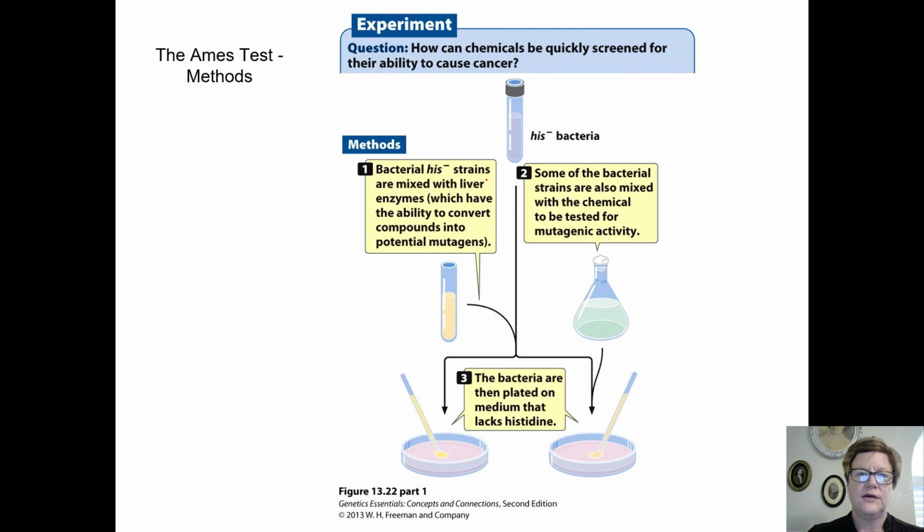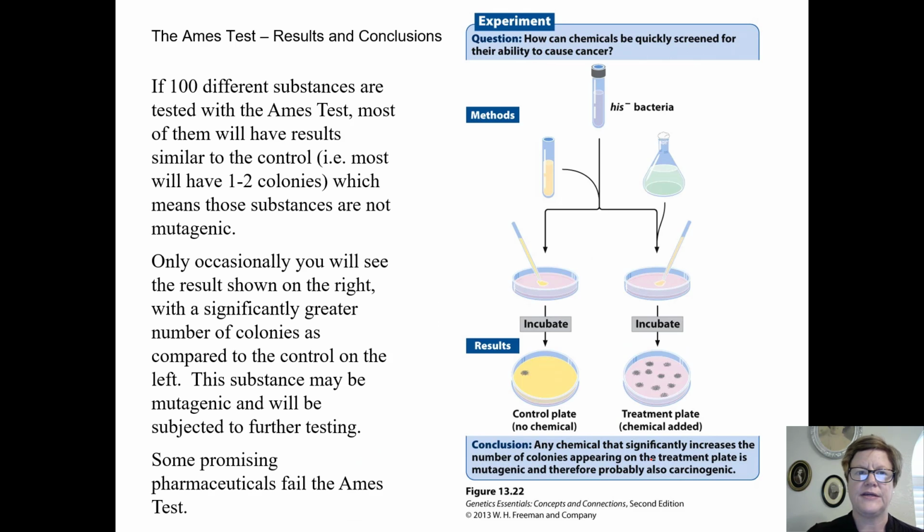This is the methods. All right, you start with your His minus bacteria, and this is the control plate. This is just your His minus bacteria plated on minimal media, shown sort of as a pink color here. And then on this side, this is your His minus bacteria, and then some of your compound X has been added to the plate. So this one is a control, it doesn't have compound X. And this one over here that I put an X on does have compound X. Both plates get some of that His minus bacteria.